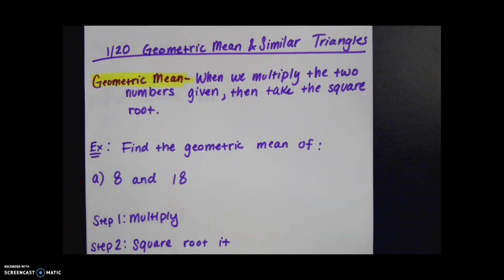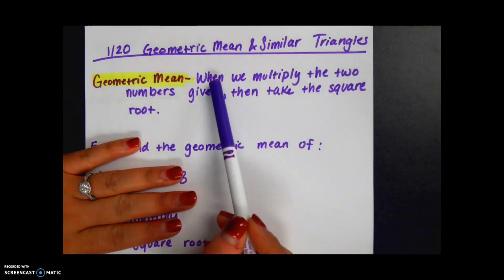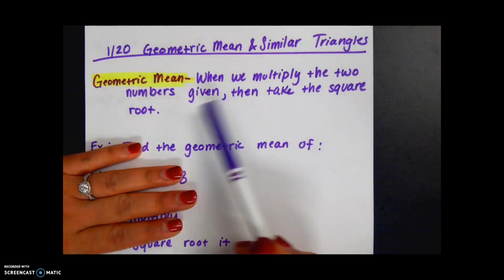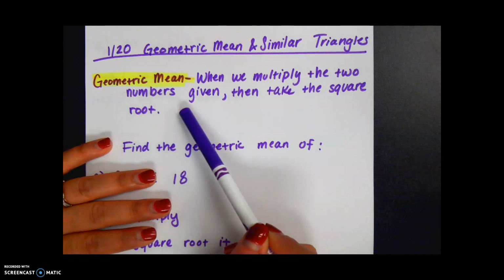Today we are learning about the geometric mean and similar triangles. So the geometric mean is when we multiply the two numbers that are given to us and then we take the square root of it. Take a minute to pause this video and write this down in your notebook.